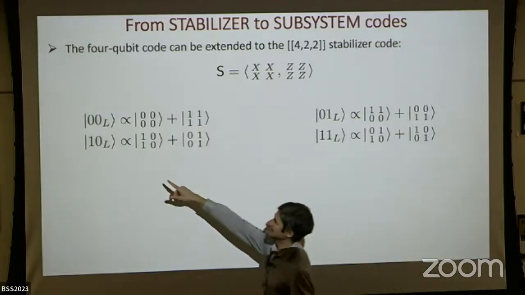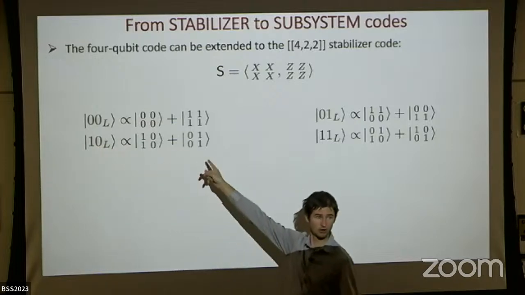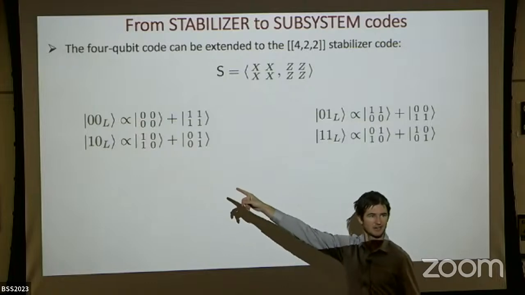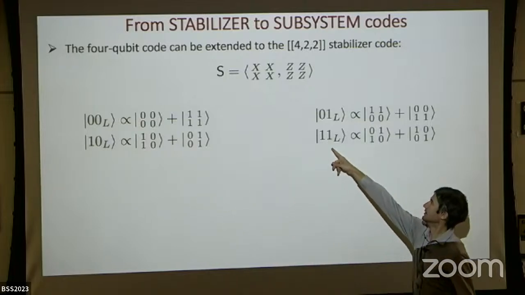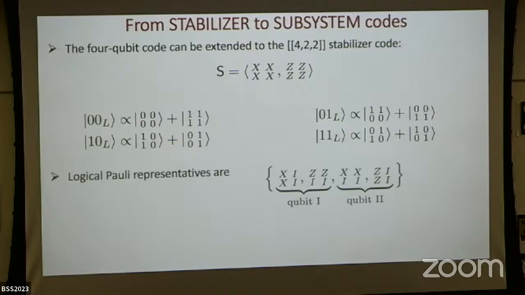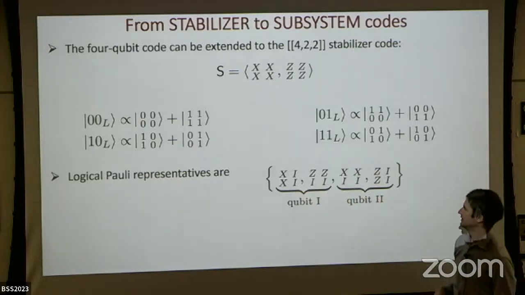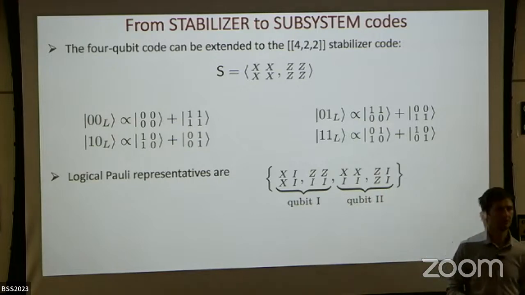And if you initialize the second logical in 0, then you get back to the code that we all might be sick of by now. But then there are these 2 other states that you can have as well that give you together 2 qubits. And for reference, logical Pauli representatives, there are now going to be 4 to the 2. Logical X and Z for qubit 1 stay the same. Logical X and Z for qubit 2 are here.